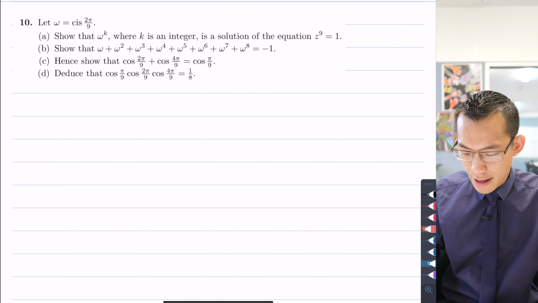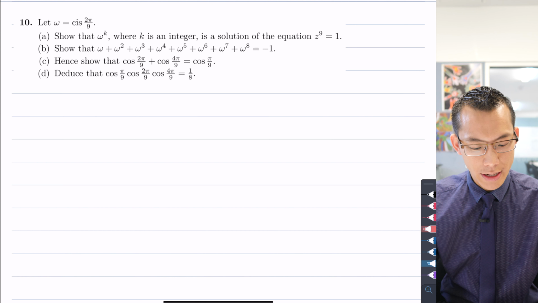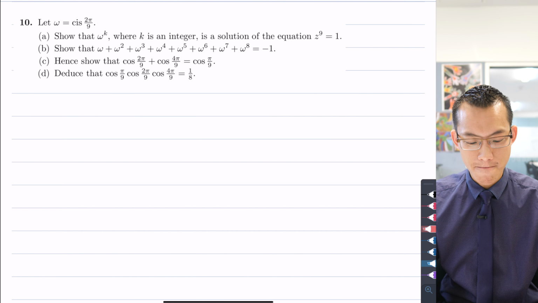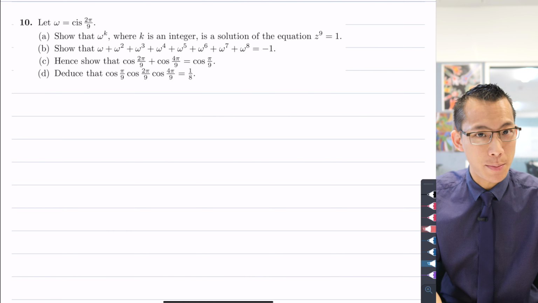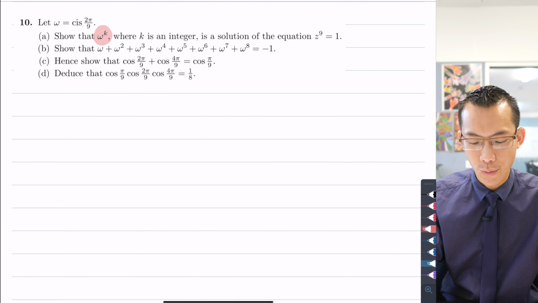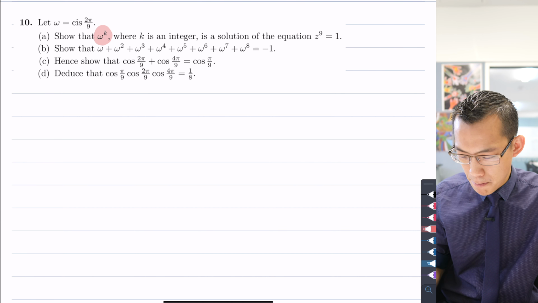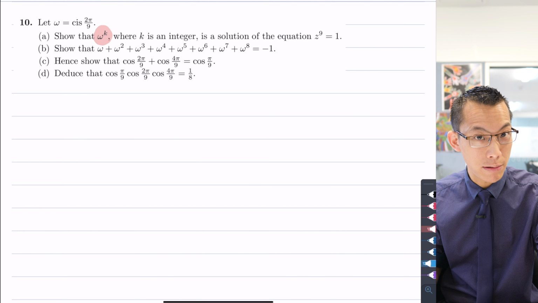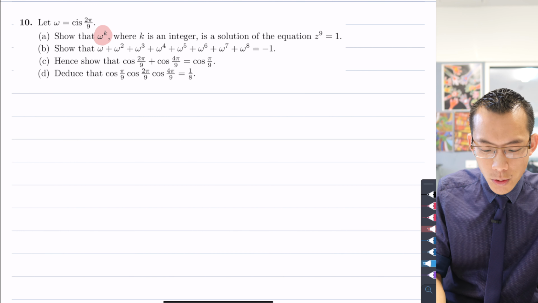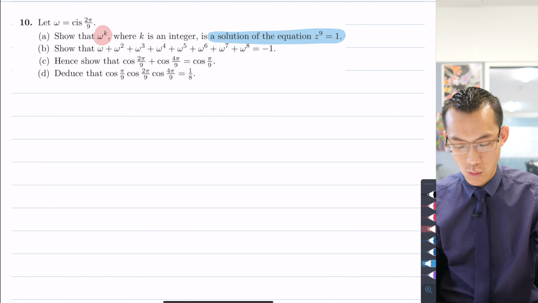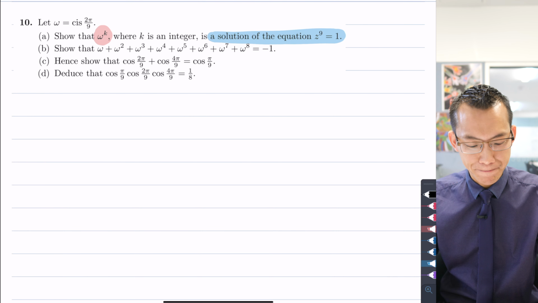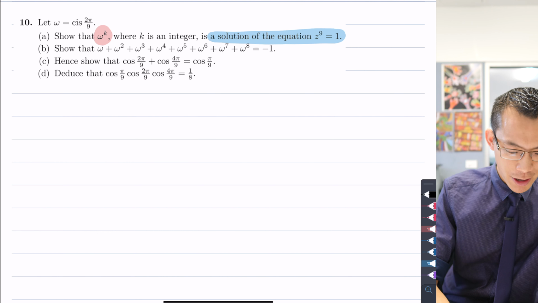So as I see it, there are two key questions that we need to answer to be able to show the result that's being required here. First, we know what omega is, that's been defined for us, but what's omega to the power of k? How are we going to deal with that? And then secondly, what does it mean for some complex number, like omega to the power of k, to be a solution of the equation z to the 9 equals 1? How do we go about showing that? So let's begin with part A.